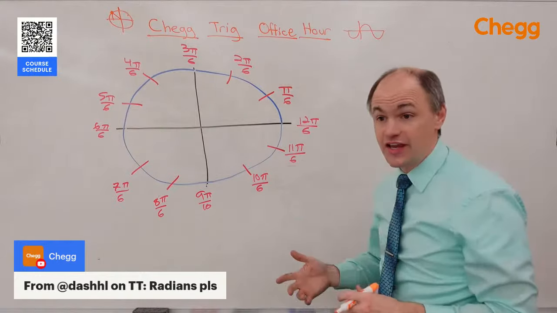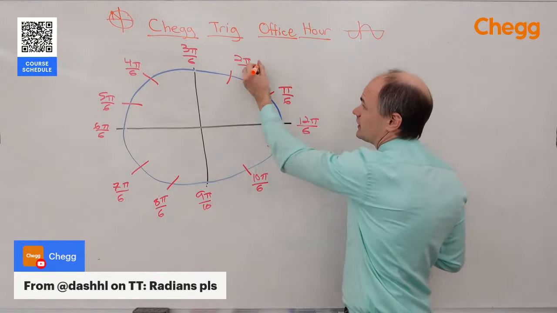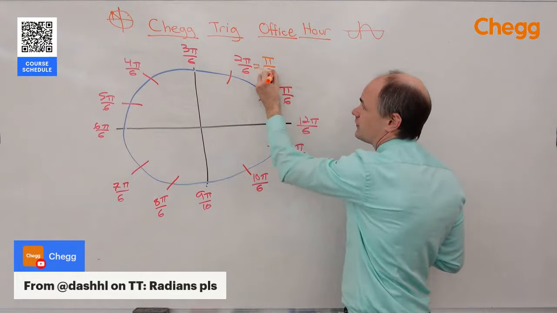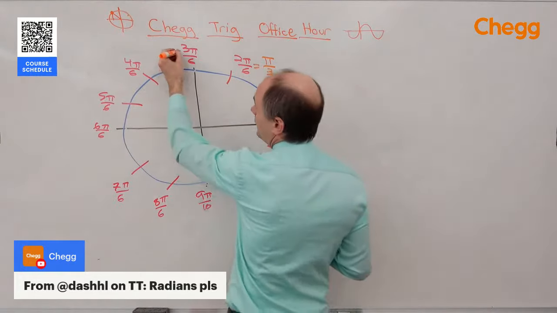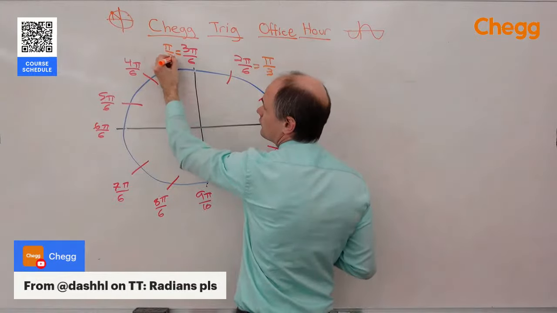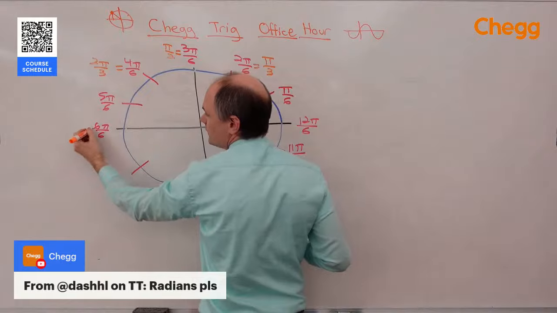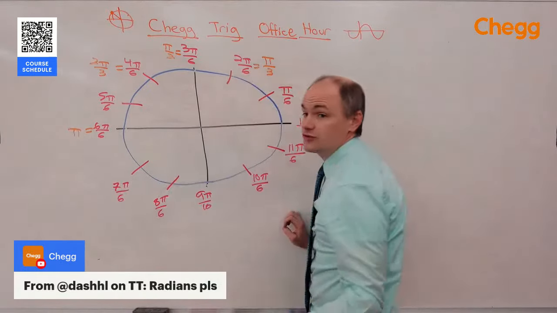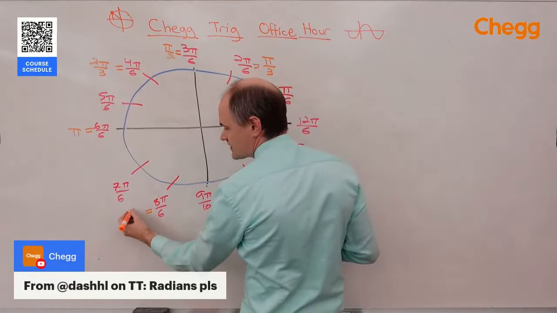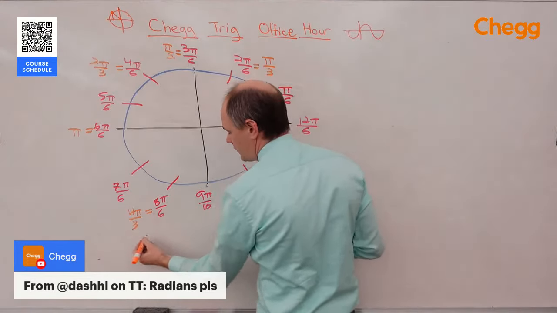Now, some of these fractions can reduce. 2 pi over 6 can reduce to pi over 3, for example. And 3 pi over 6 can reduce to pi over 2. And 4 pi over 6 can reduce to 2 pi over 3. 6 pi over 6 can reduce to pi. 8 pi over 6 can reduce to 4 pi over 3.